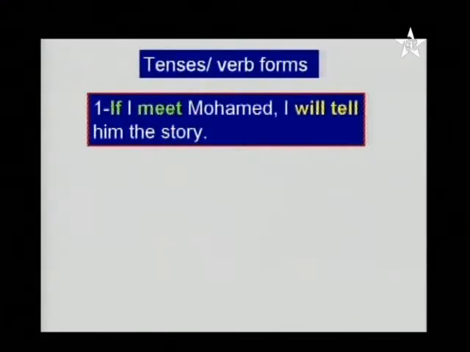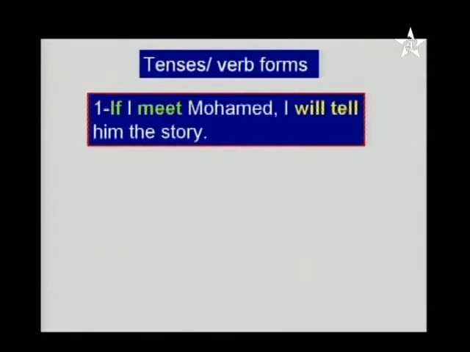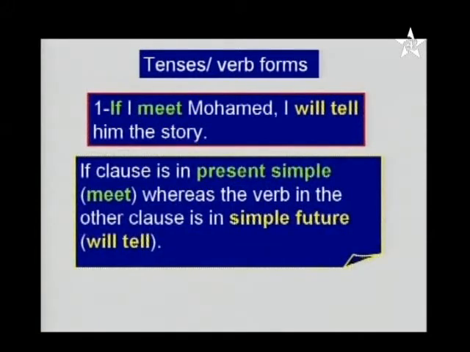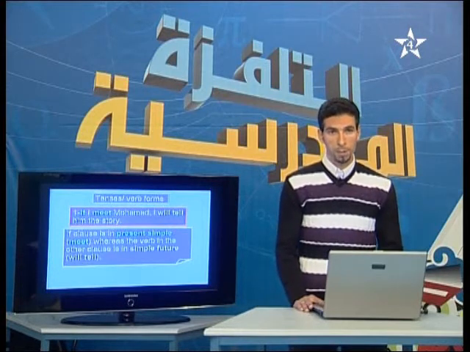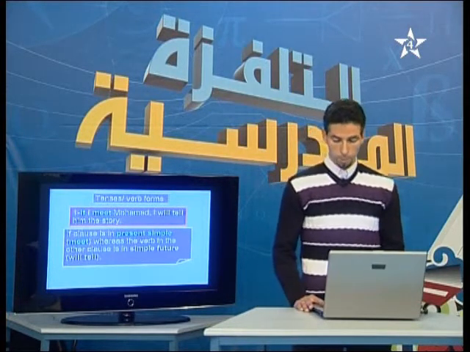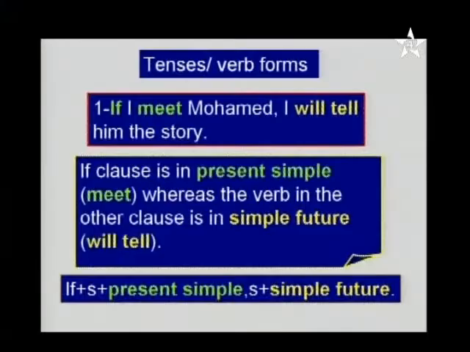Now let's just look at the structure or tenses or verb forms of conditional type 1. If I meet Muhammad, that's the first clause, which is called if clause. I will tell him the story, subordinate clause, second clause. What do you notice? The if clause is in present simple tense. If I meet, verb meet. Whereas the verb in the other clause is in simple future, will tell. So this is mainly the way it's done in conditional type 1. So if clause is conjugated in present simple and subordinate clause is in simple future. The formula is: if plus subject, simple present, subordinate clause in simple future.